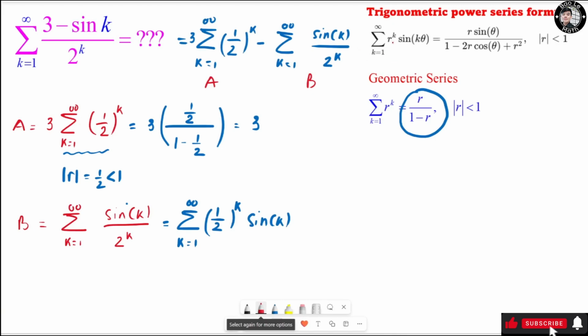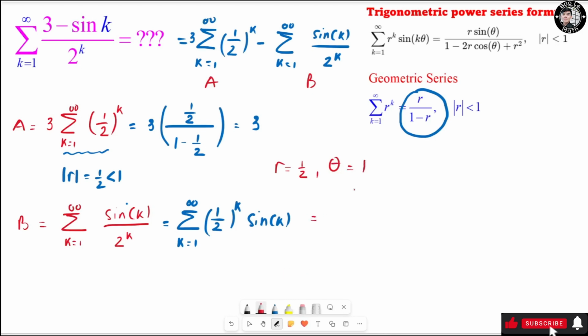The series sum of r to the k sine of k times angle theta equals r sine theta over 1 minus 2r cosine theta plus r squared, where the absolute value of r is less than 1. So in this situation, r equals 1/2, and the angle theta equals 1.